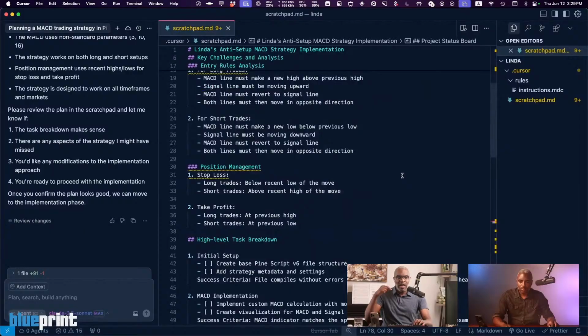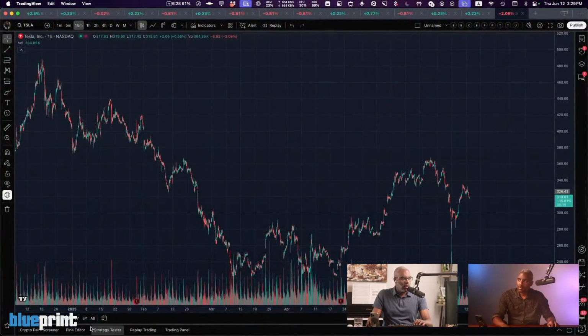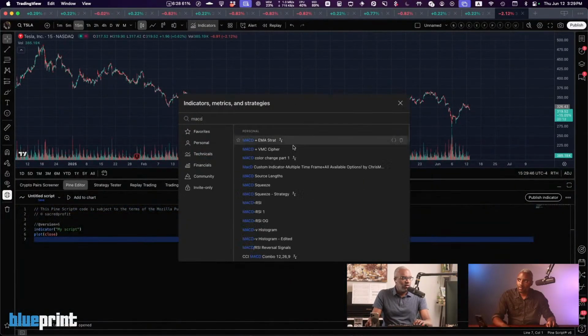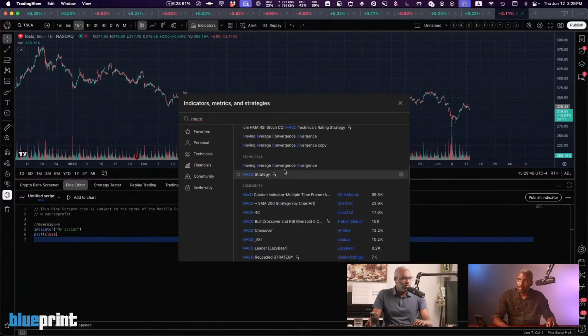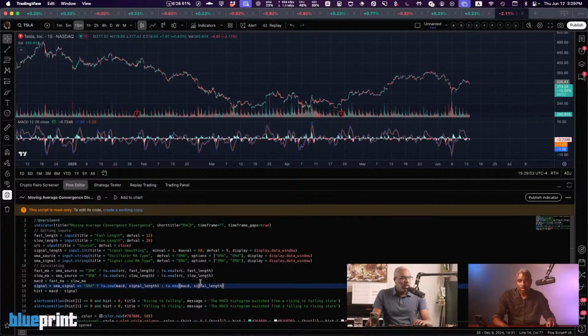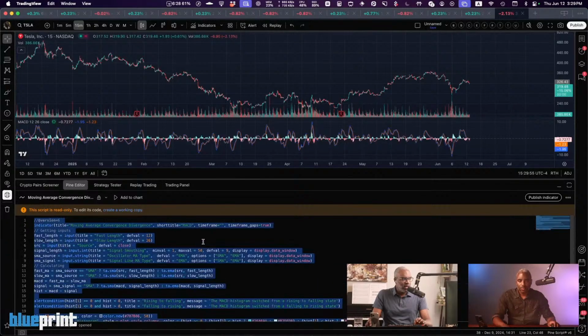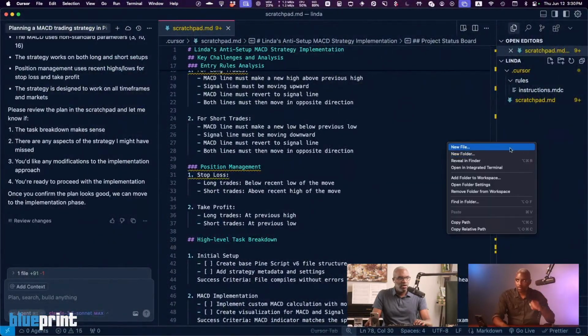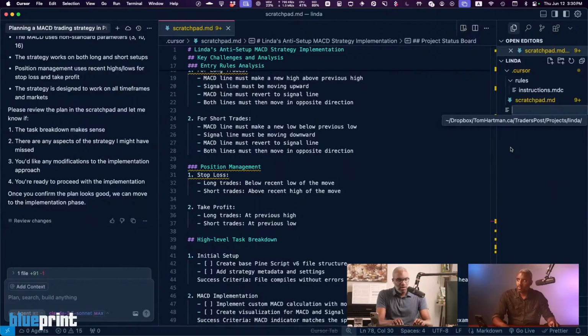So I want to actually give it the default MACD code. So let's just go ahead and grab the MACD in TradingView. When you say give it, you mean put it in Cursor? Exactly. I'm just going to grab the version 6 MACD code and put it in Cursor so it has it already. In fact, I'll actually just create our... what do they call this? Anti-strategy.